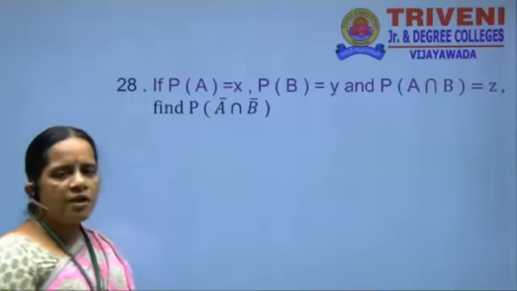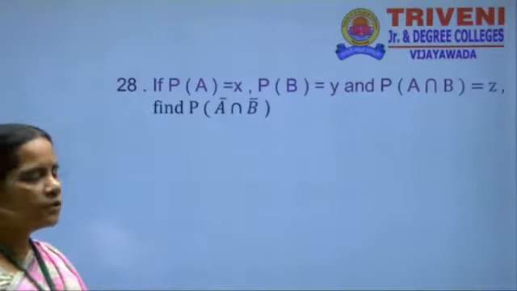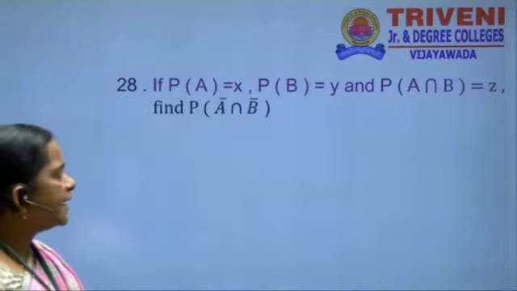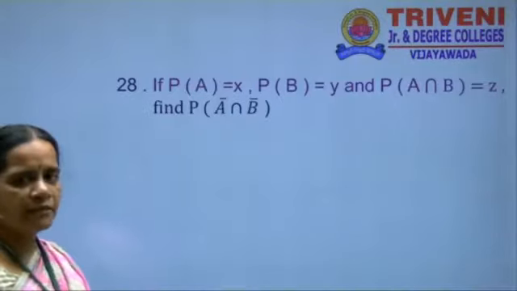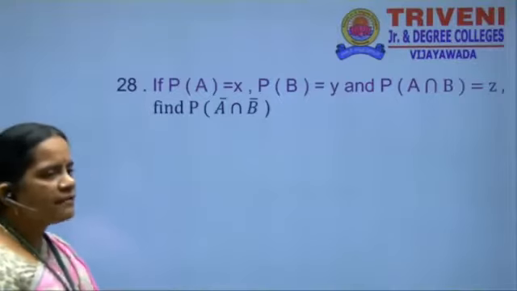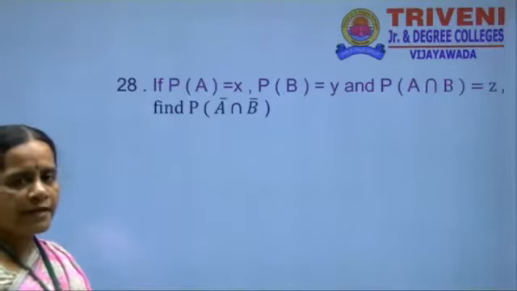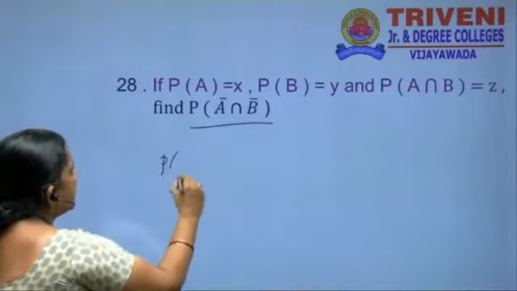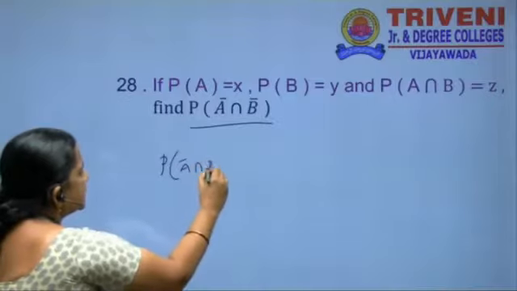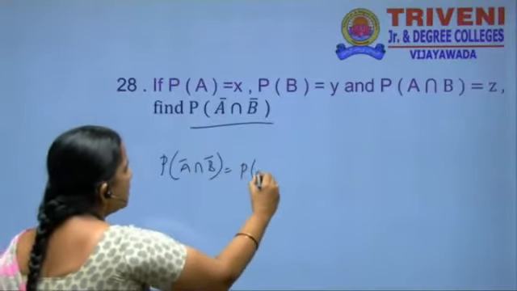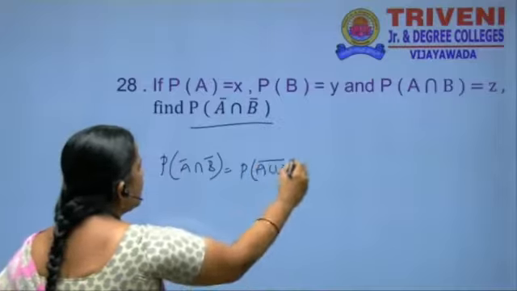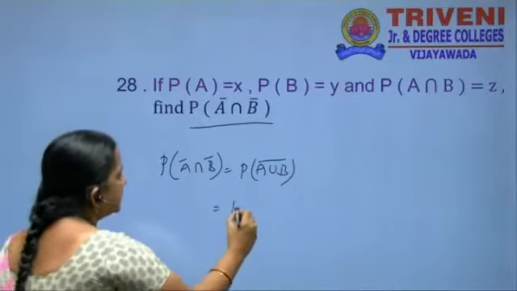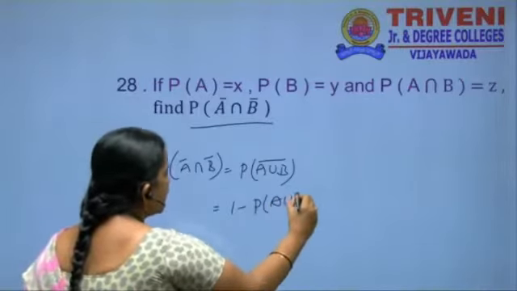They have given P of A is equal to X and P of B is equal to Y. Then P of A intersection B is equal to Z. Then find the value of P of A bar intersection B bar. A bar intersection B bar can be written as A union B whole bar. P of A union B bar is nothing but 1 minus P of A union B.